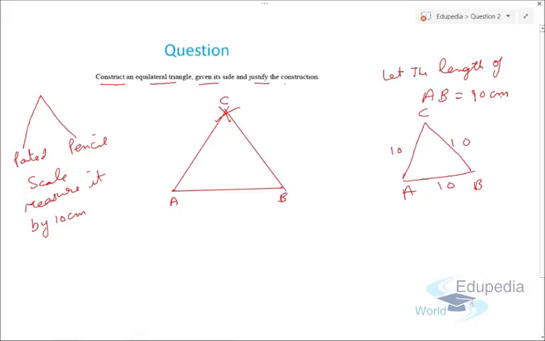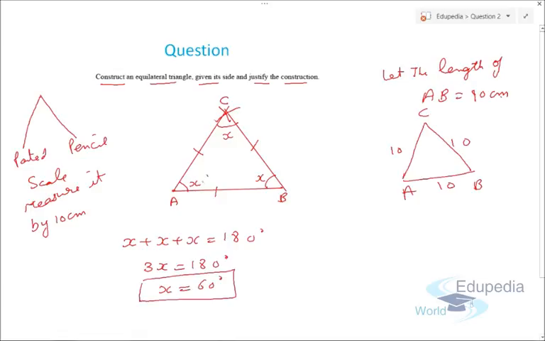Now we need to justify the construction. Now in this equilateral triangle, all the sides are equal, and in a triangle we know that angles opposite to equal sides are always equal, so this means all the angles should be equal. Let's say this is x, and this is x. Now, as we know, sum of angles of a triangle is 180 degree. So this means x plus x plus x is 180 degree. So this comes out to be 3x equals 180 degree. So x is 60 degree.